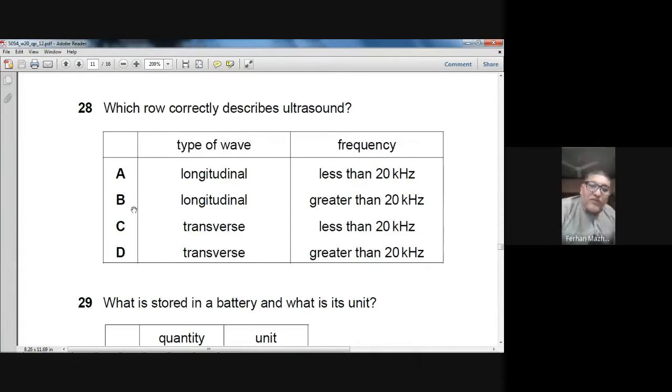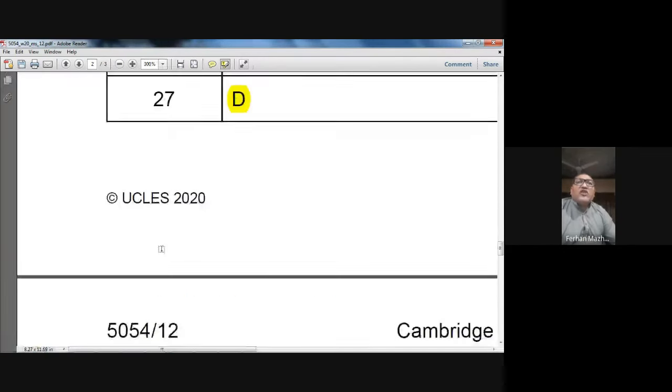And the ultrasound frequency is more than the audible frequency range of humans. The upper limit of the audible frequency range is 20,000 hertz, 20 kilohertz. So the frequency of the ultrasound should be more than 20,000 hertz, 20 kilohertz. So B looks the right option. Question number 28, B looks the right option.